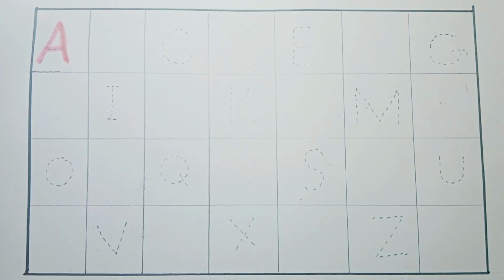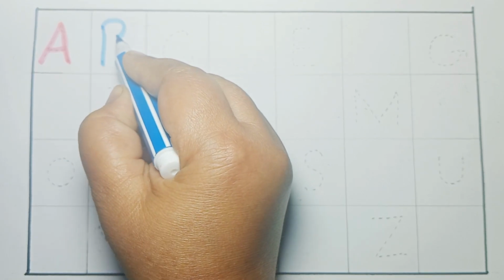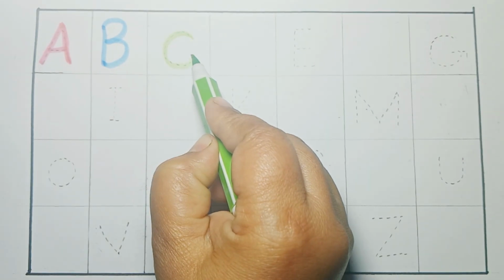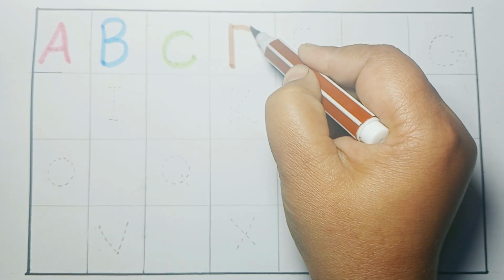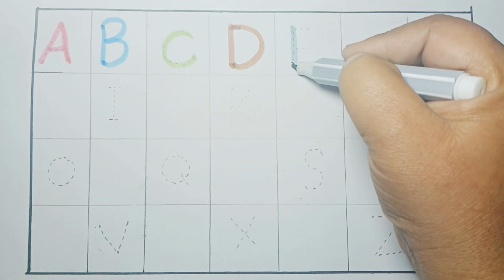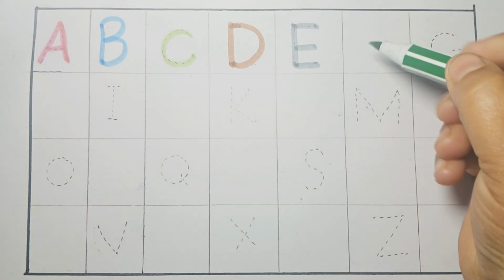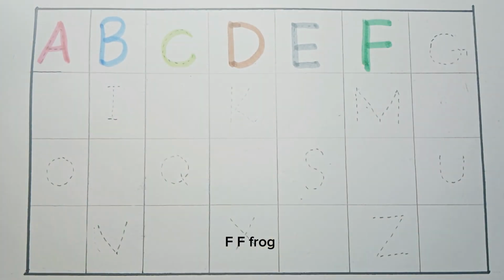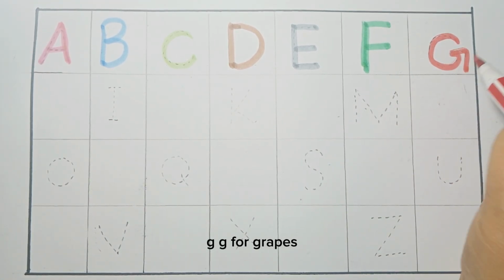A for ant, B for butterfly, C for car, D for dog, E for egg, F for frog, G for grapes.